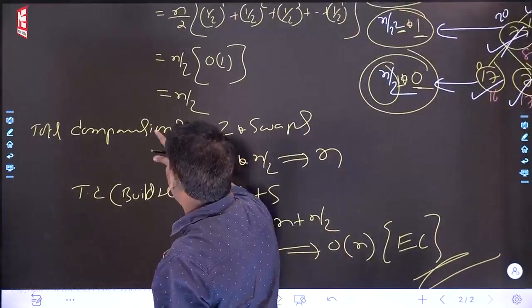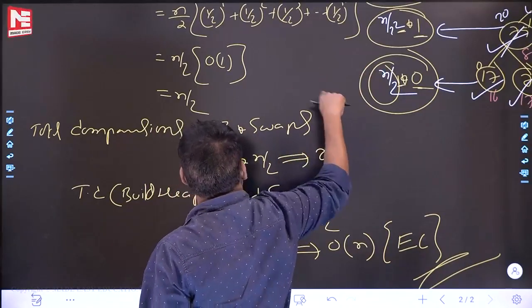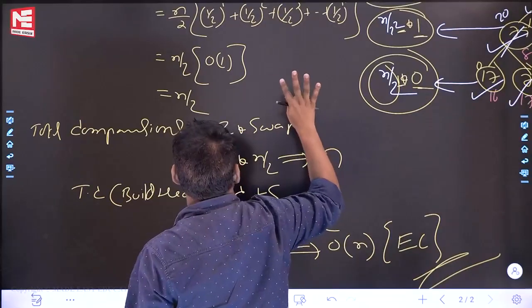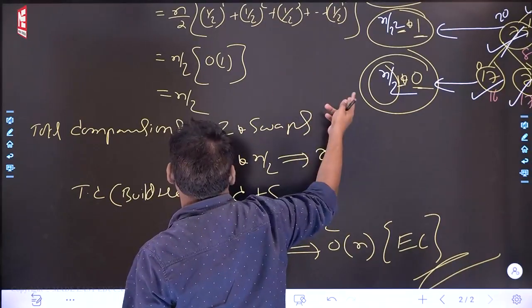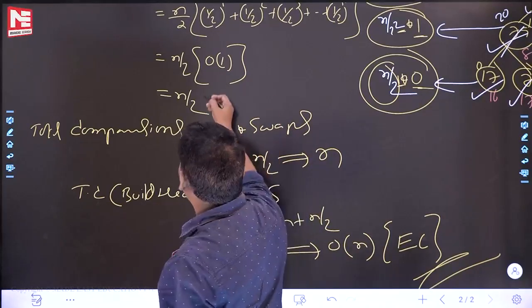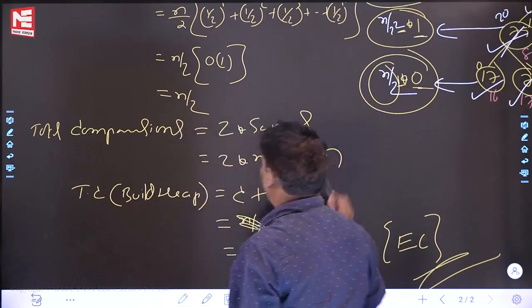So some people are asking, how can you say comparisons are double, right? See this one, after every 2 comparisons, 1 swap is there. You only say swaps are 5, comparisons are 10. Why? After 2 comparisons, 1 swap. Comparisons are n by 2. Sorry, swaps are n by 2. Comparisons are going to be double.